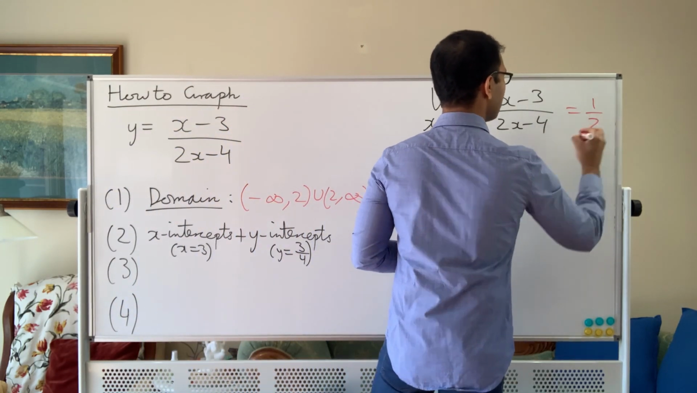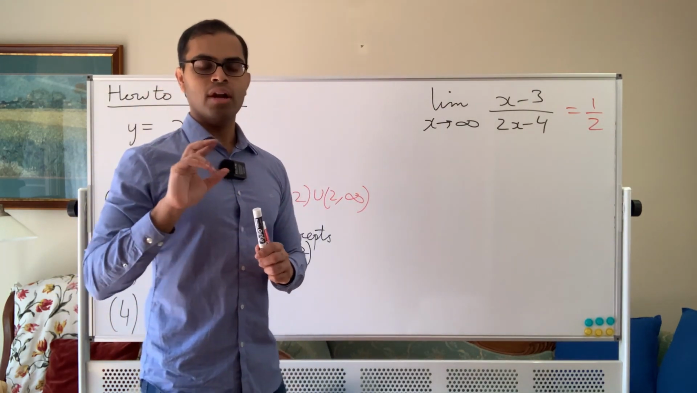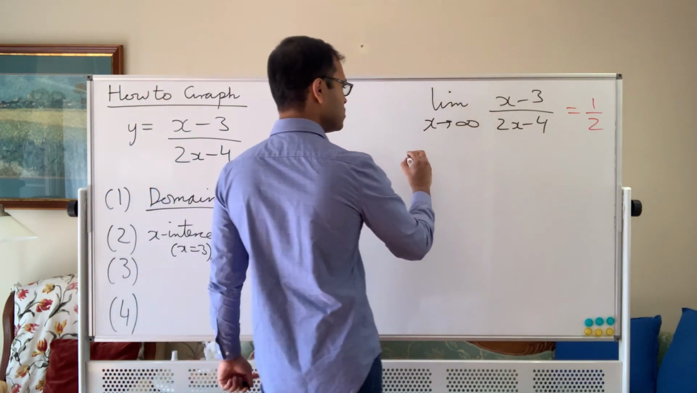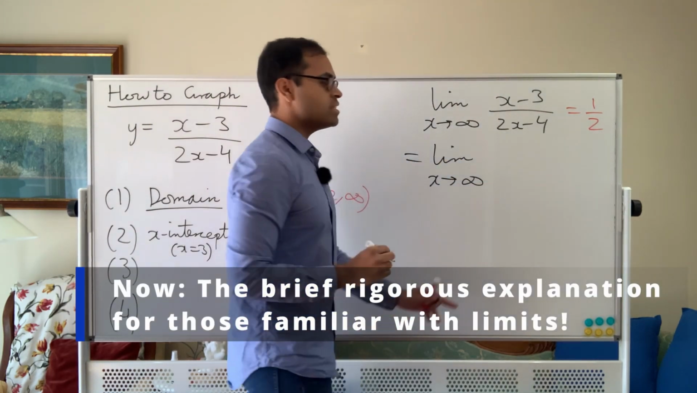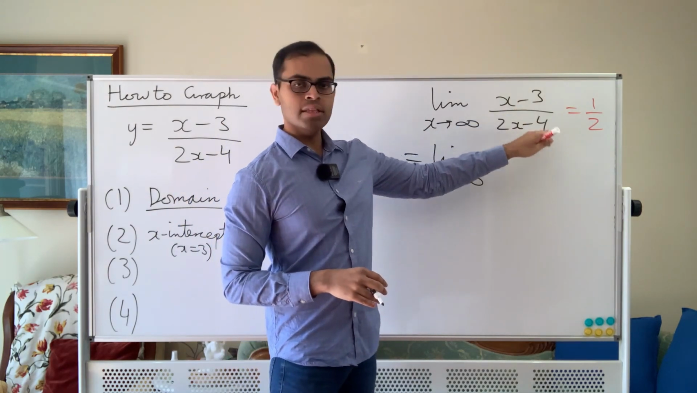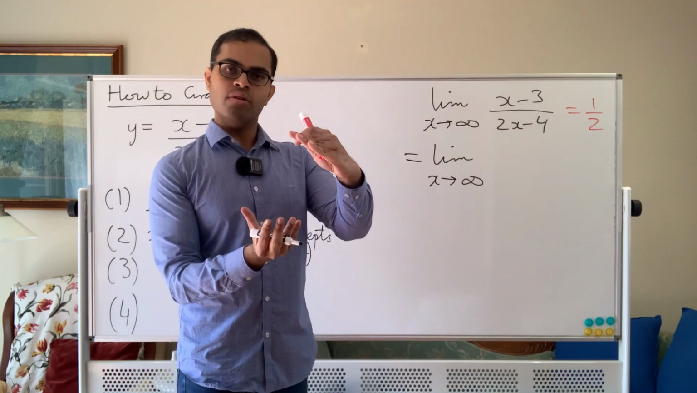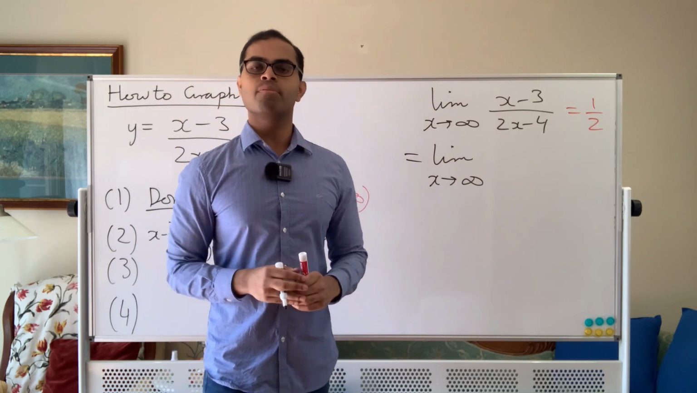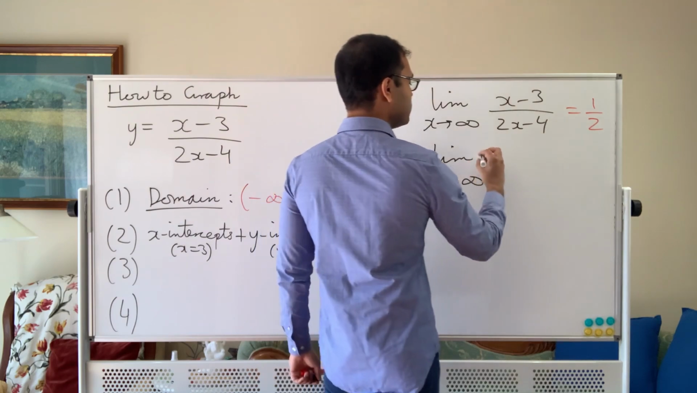Now, if you want to know rigorously, if you're familiar with limits, you can quickly skip over this part and proceed to the next one, but I'm just going to quickly show you the rigorous explanation. The way we think about this is an infinity over infinity indeterminate form. The top is going to infinity, the bottom is going to infinity. Like with 0 over 0 indeterminate forms, where you cancel something from the top and bottom to figure out what the limit is, we can factor something from the top and bottom.